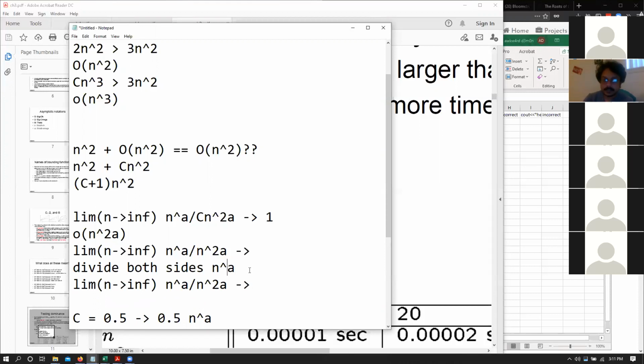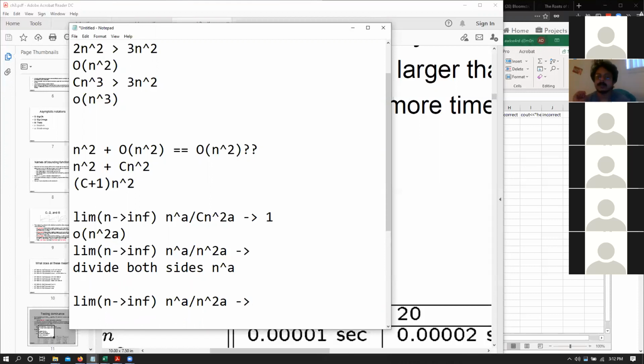Can someone tell me, if I divide both the numerator and the denominator by n to the power of a, what do I have? Yes, because n to the power of 2a is essentially n to the power of a times n to the power of a. Exactly, it is 1 divided by n to the power of a, right? Which, as n tends to infinity, tends to 0. Yes, it becomes 0.